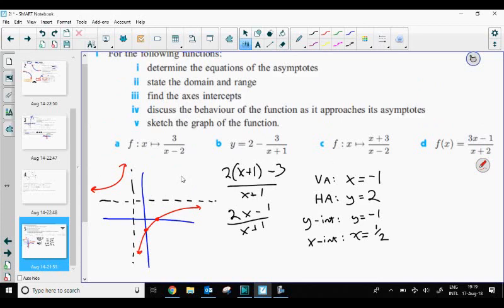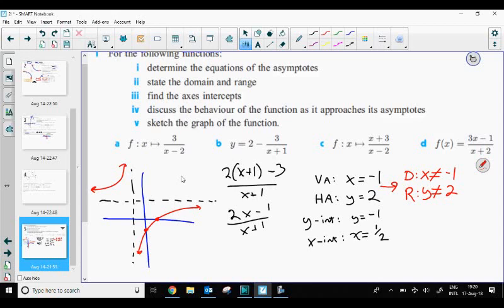What did we leave out here? Oh, okay, it said to state the domain and range. I suppose I could have done that from right here. Since the vertical asymptote is x equals negative 1, that means that the domain should be x is not equal to negative 1. And the range, similarly, should be y is not equal to 2. So finding the domain and range is equivalent in this case to finding the horizontal and vertical asymptotes. So that's easy. I already found the axis intercepts.